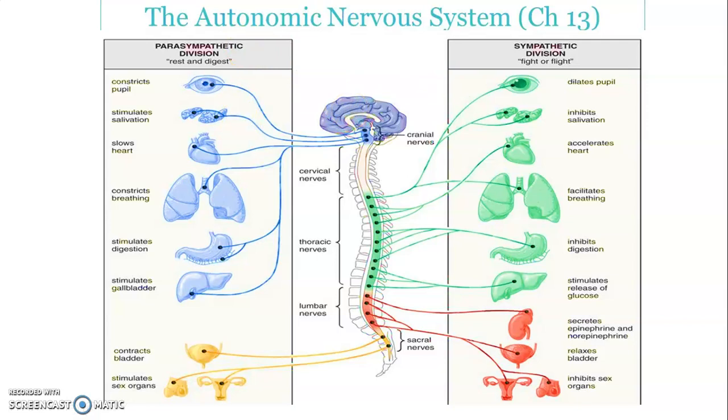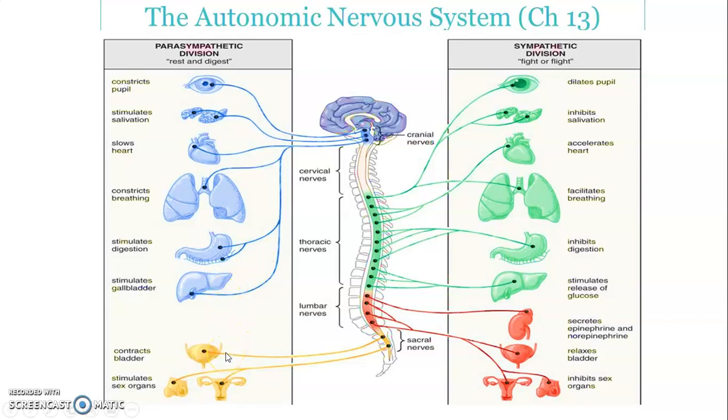So real quick summary of the autonomic nervous system shows that the constriction or dilation of pupils is controlled by the autonomic. Salivary glands, salivary secretions, controlled by autonomic. Heart rate, breathing rate is controlled by autonomic. The stimulation of digestion, and this is a really big one. It includes all the smooth muscles stimulating peristalsis and all the secretions of the digestive system. The stimulation of the gallbladder and its secretions.